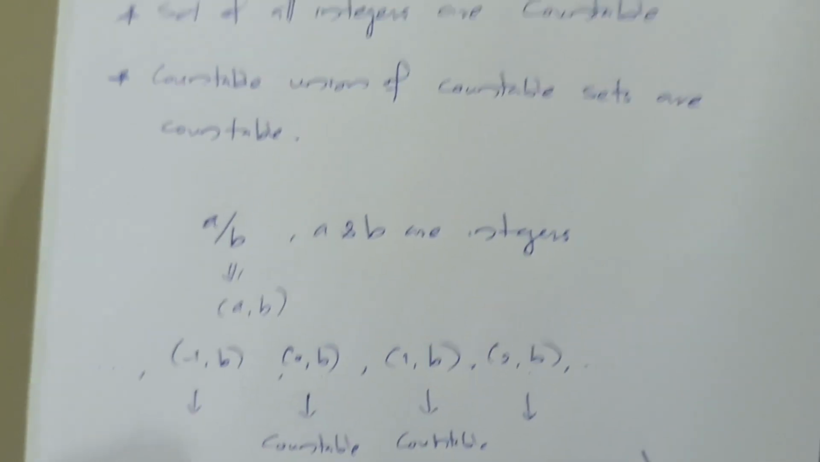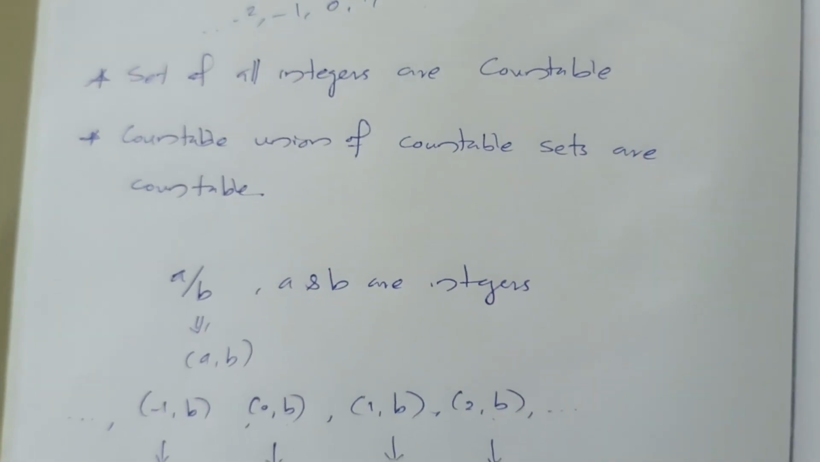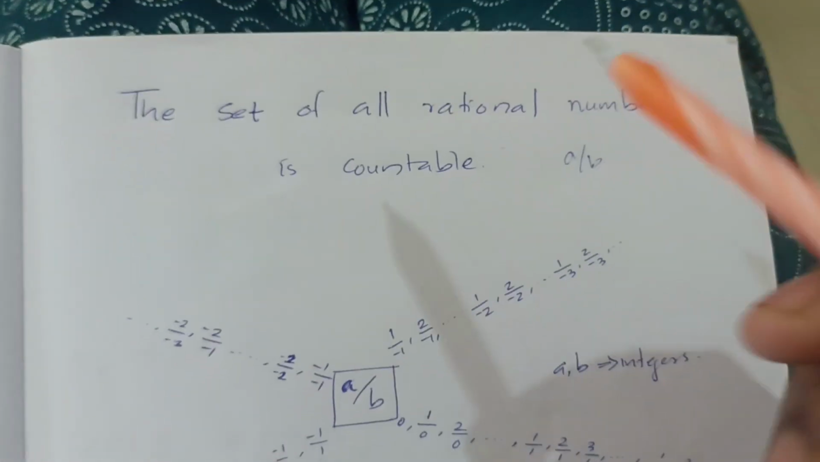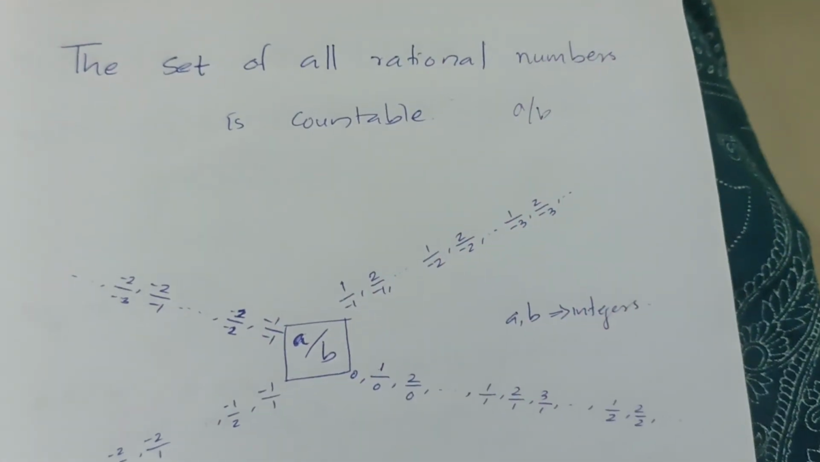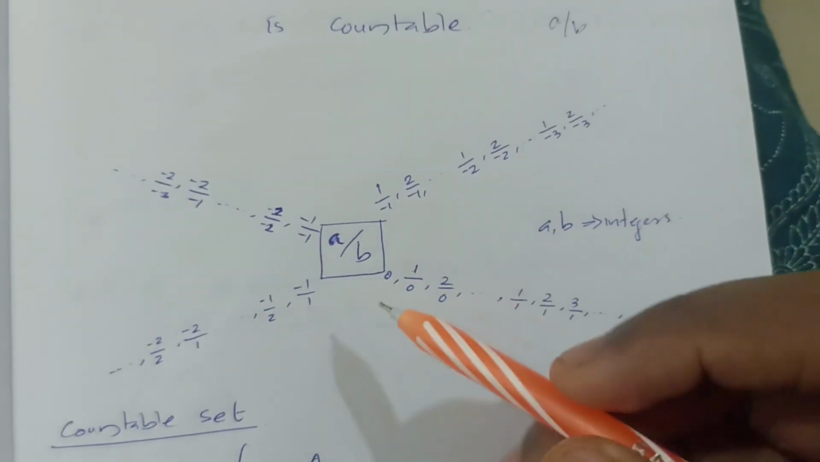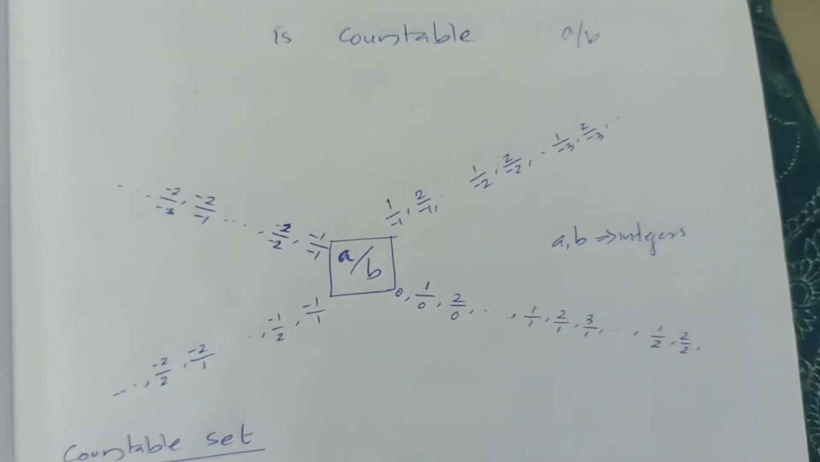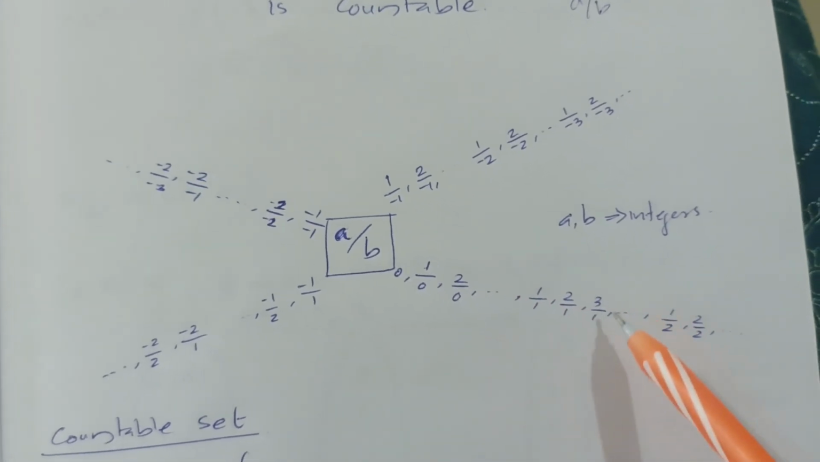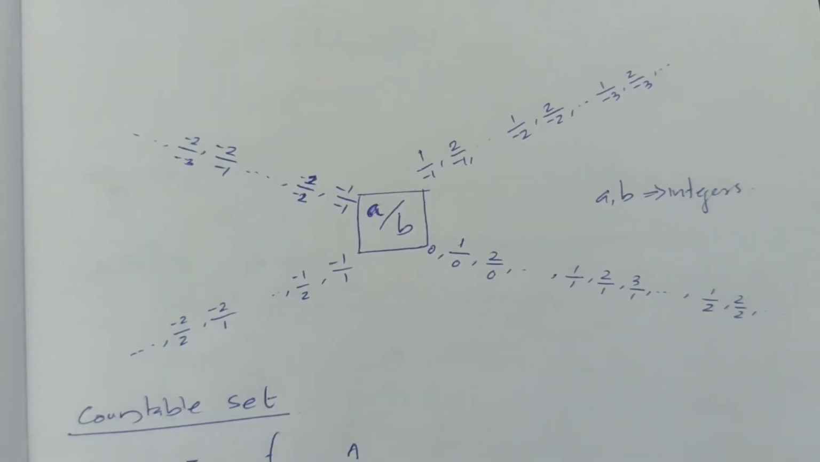If you don't know about these two concepts, don't worry, come with me, I will help you to solve this one. We know that the set of all rational numbers is in the form a by b, right? The a by b means it has many terms, like 1 by 0, 2 by 0, 1 by 1, 2 by 1, 3 by 1, 1 by 2, 2 by 2 and so on.